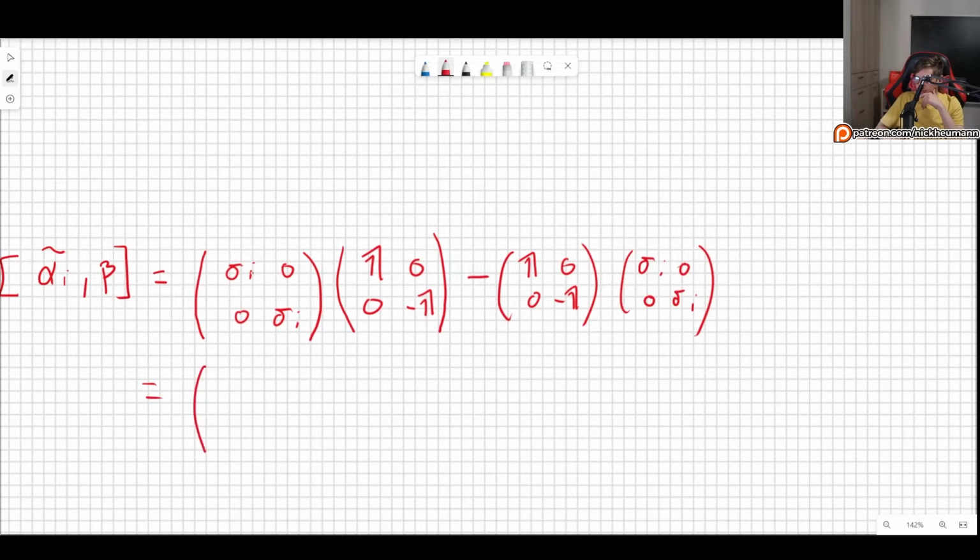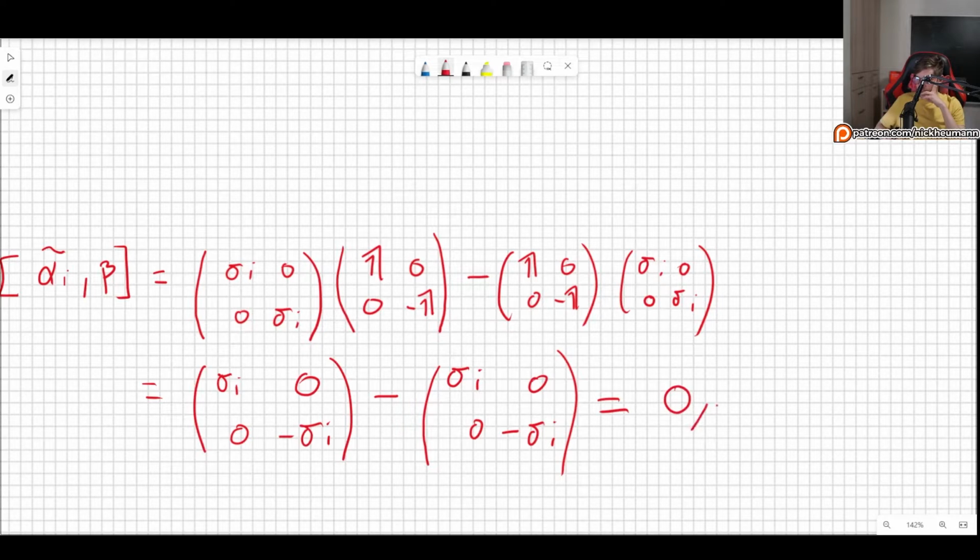So multiplying through, we get sigma I times 1, so we get sigma I. Then we have 0 times 0, sigma times 0, 0 times 1. So we get 0 here, 0 here, minus sigma I. Then we get minus the identity matrix times sigma I, so sigma I, 0, 0, minus sigma I. So you can see that from the minus signs, everything cancels out, and we get 0, right? Sigma I minus sigma I, minus sigma I plus sigma I, so we get 0.